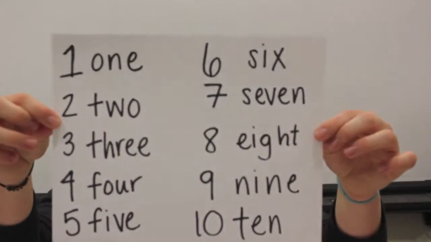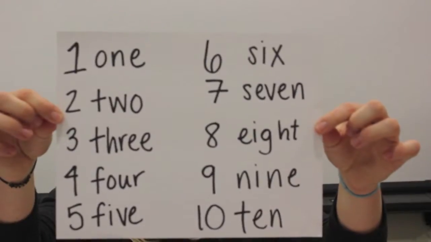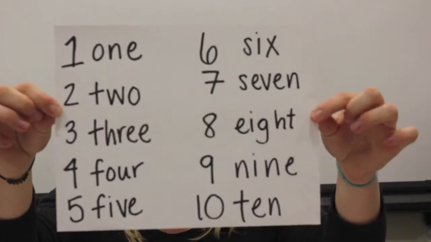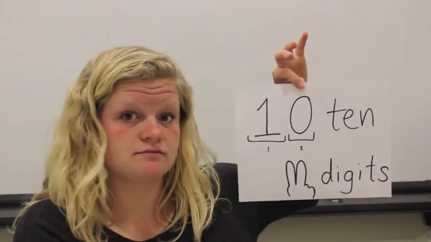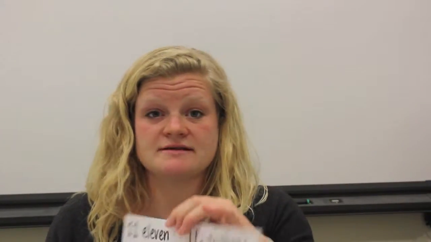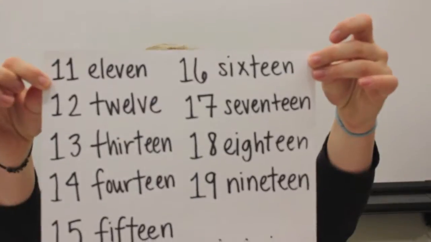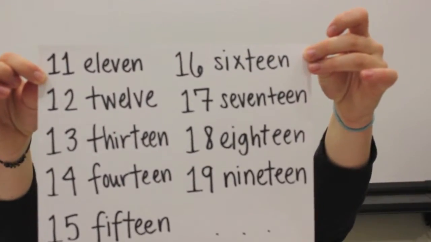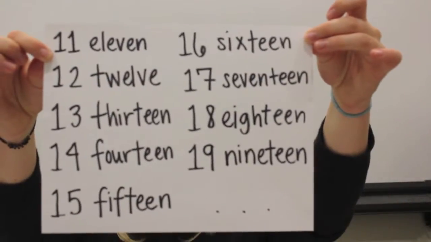First, we'll start with the basic numbers. We have 1, 2, 3, 4, 5, 6, 7, 8, 9, and 10. 10 is the first number that has 2 digits. 1, 0, 2 digits. There are 9 more numbers that have 2 digits starting with the number 1, and this is how you say them. 11, 12, 13, 14, 15, 16, 17, 18, and 19.